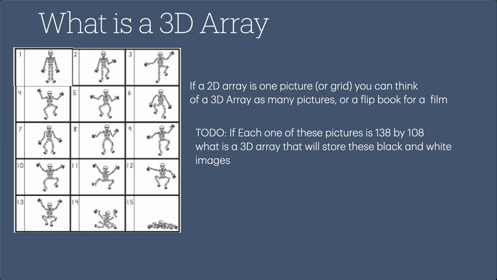This is a flip book I got from Google Images, and you can see that if we have many pictures, we have many 2D arrays, we just have another dimension. So if each one of these pictures is 138 by 108, what is a 3D array that will store these black and white images? How many black and white images do you have to store, and how would you create that 3D array?